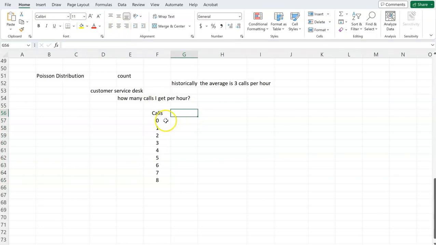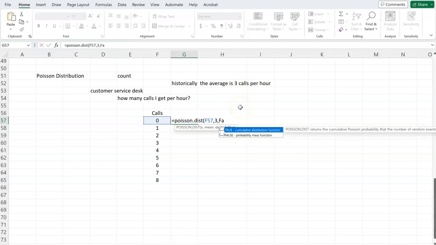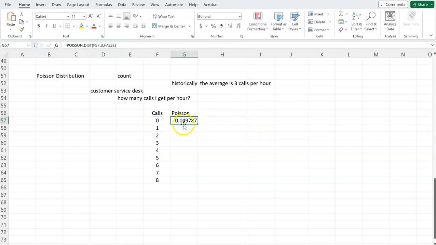So for this, since it's a flow, because I'm looking at how many calls I may get in an hour, this is where we use Poisson distribution. Poisson's formula is easier, but Excel does it for you, so we're going to use that formula. We write Poisson.dist, and X is how many calls we get, which is 0. The mean is 3. And cumulative, let's just say, is false for now. And so we have almost a 5% probability of getting no calls in the next hour.